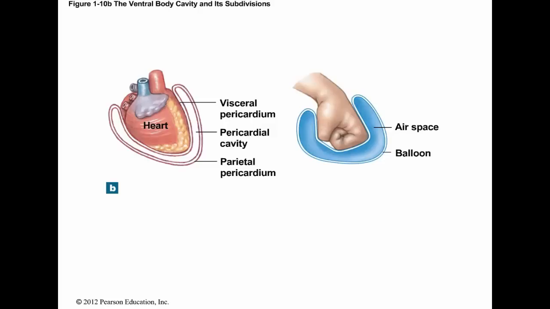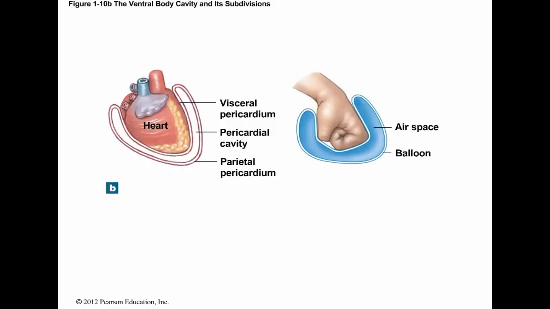So here's a diagram of the pericardial cavity. Remember, it's got two layers. It has the visceral pericardium, which is attached to the heart muscle, and the parietal pericardium, which is the other side. So we've got the two sides, and the middle bit is called the pericardial cavity.